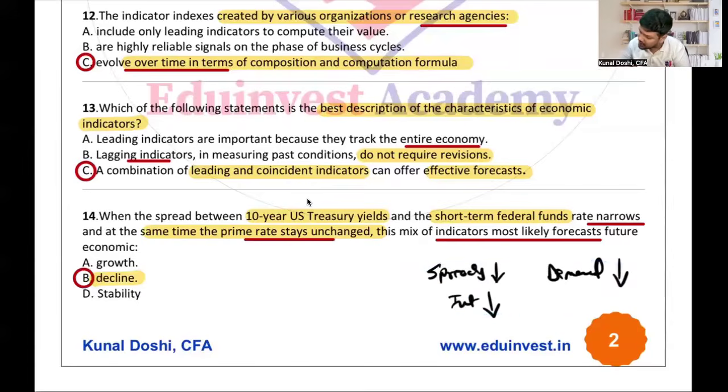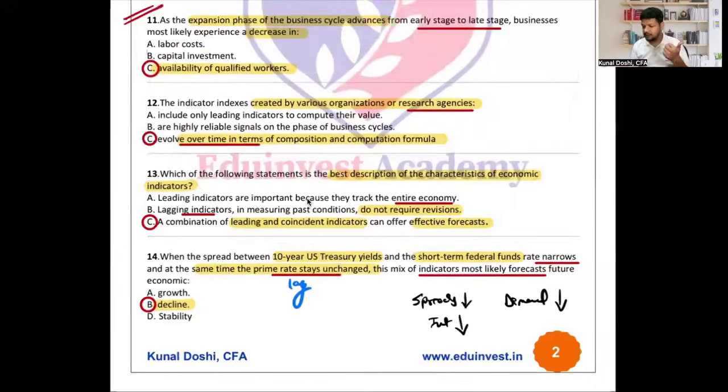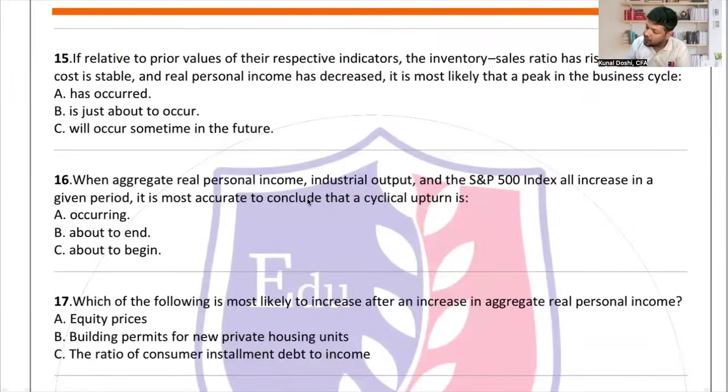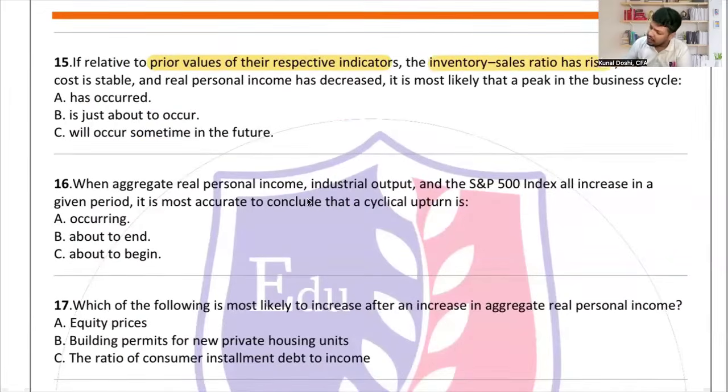Let me write down here. This is a lagging indicator. Therefore, what happens? The rate is stable. Okay, but it's a lagging indicator. It will be falling later. That's why I did not choose stability. Okay, because it's a lagging indicator. Clear? Very nice.